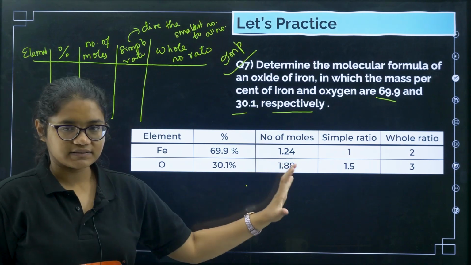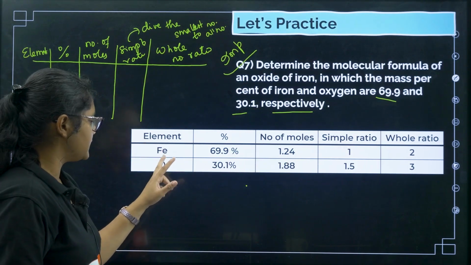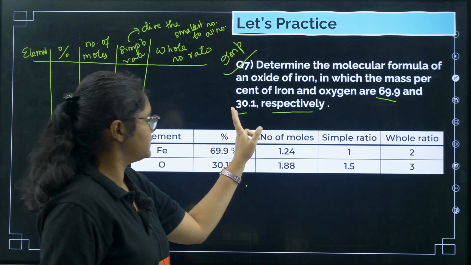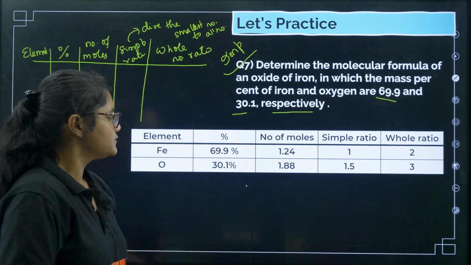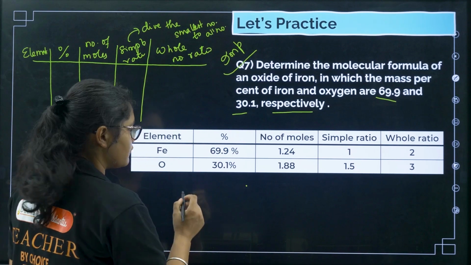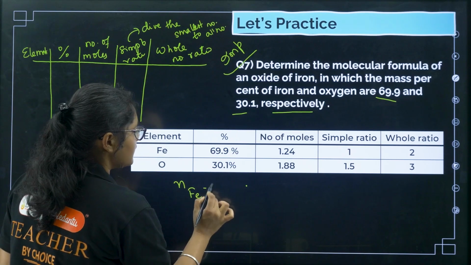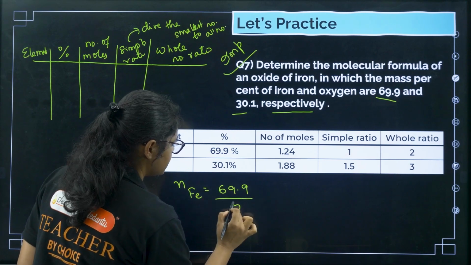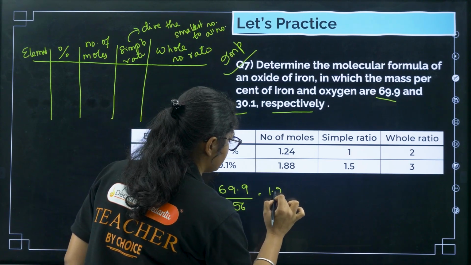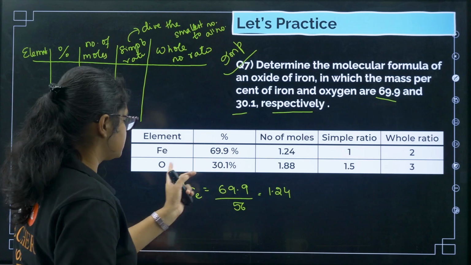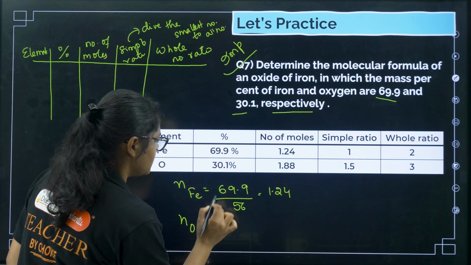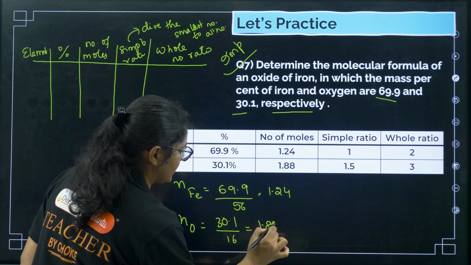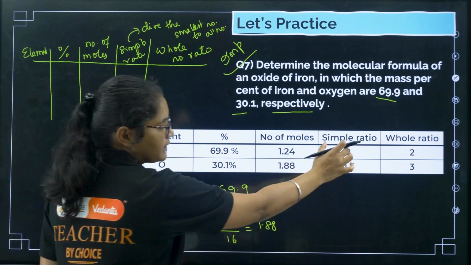So I have solved this question for you. So now what is element here? Fe is 69.9% and oxygen is 30.1%, right? So I want to calculate number of moles. So how will I calculate number of moles of Fe? Given mass by molar mass. So 69.9 divided by 56, and that will give me 1.24. Clear? Next, number of moles of oxygen, 30.1 divided by 16, and that will give me 1.88. Clear? Now simple ratio, how to calculate?